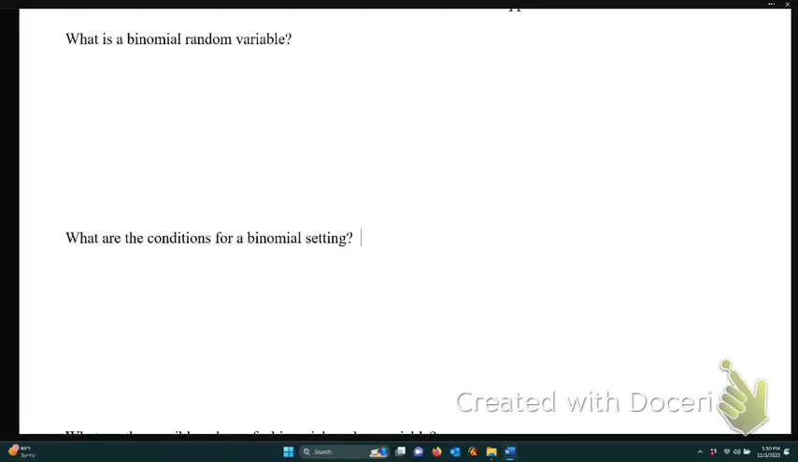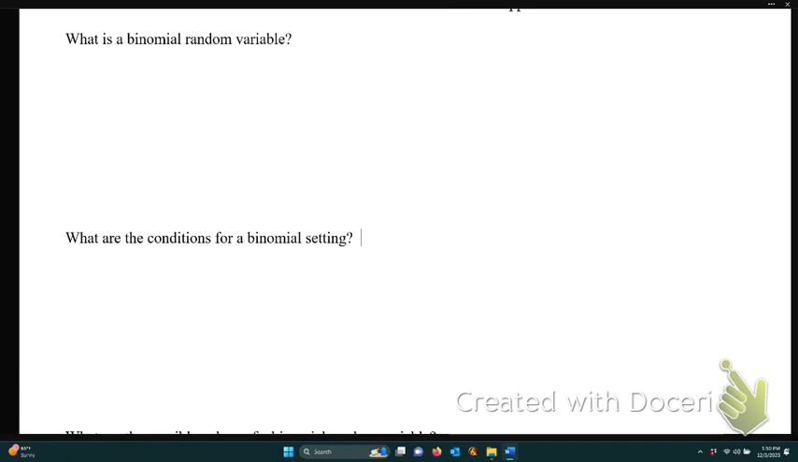Last section of chapter 6, 6.3, we are learning about binomial and geometric distributions. What is the only distribution we've talked about in this class so far? We've talked about the normal distribution a lot, right? We are now going to learn about the binomial distribution. The binomial distribution comes in handy when we are trying to do calculations with a binomial random variable.